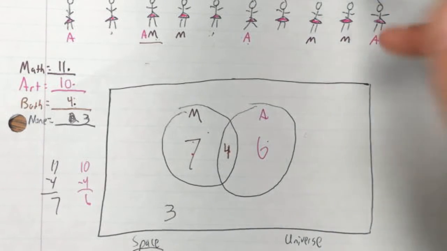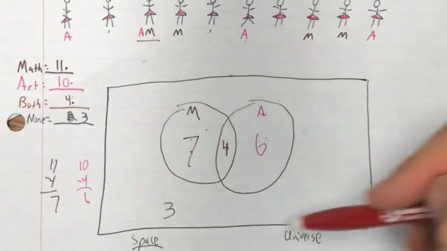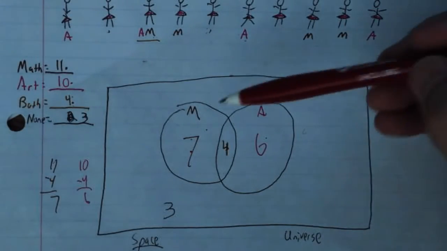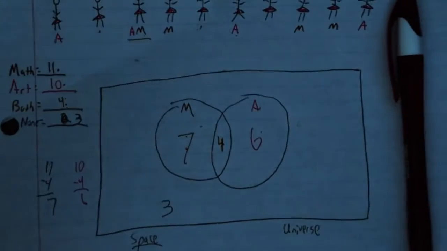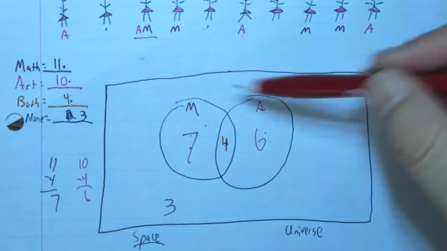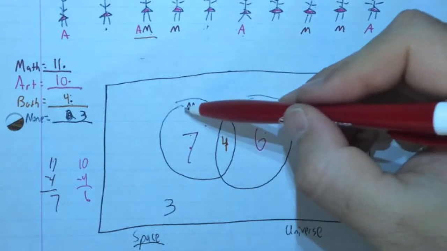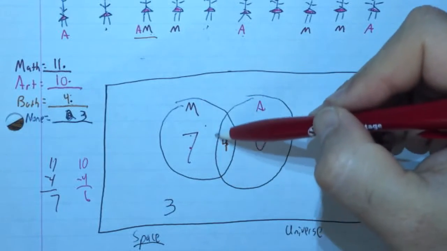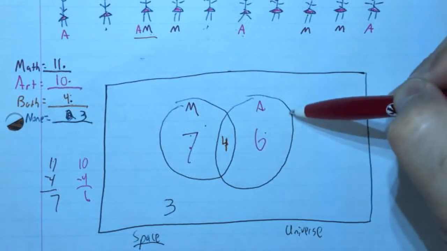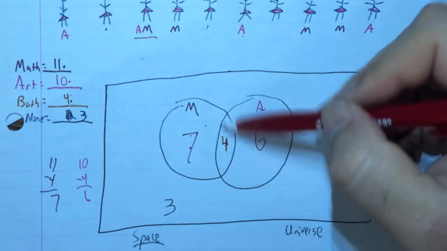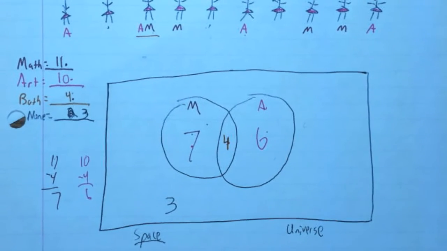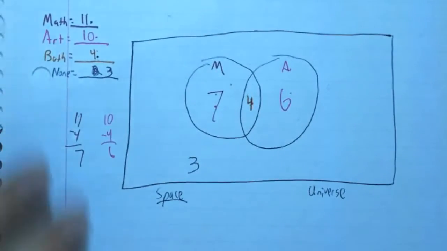Now, whenever I start looking at these regions, this area on the outside of the circles, hey, my lights went off. The area outside the circles, let's fix this, is people who didn't have anything. Inside of this region here is math only. Over here to the right is art only. In the middle we have both math and art. So now let's start doing probabilities based on this.